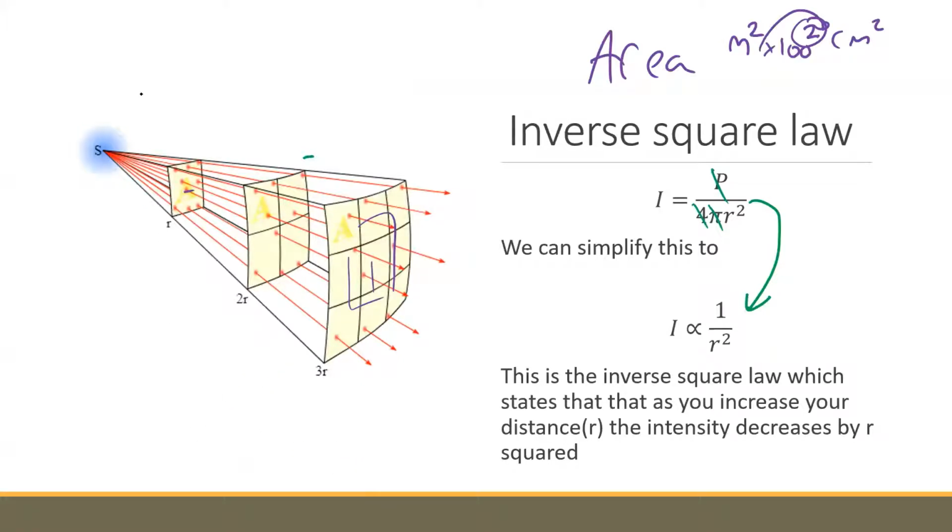But the idea is if you're listening to 100% volume at R and you go to 2R, you move twice as far away, you will be listening to instead 25%, not 50%. If you go double the distance, your volume will go down by a fourth, to a quarter. And that's sort of how that works.